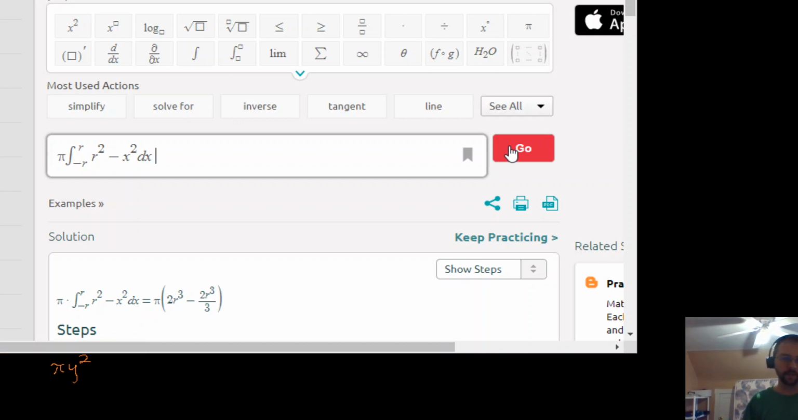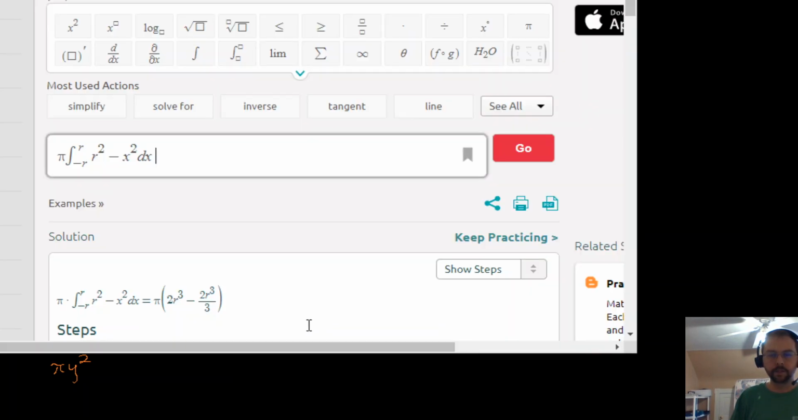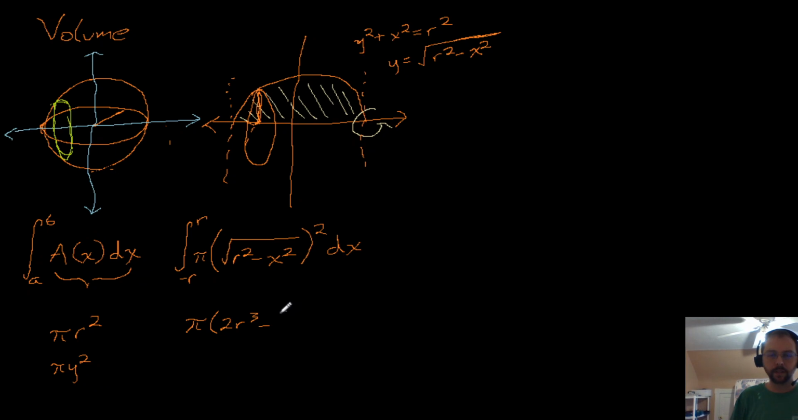That should be correct. We'll have to do a little bit of, so it's got pi times 2r cubed minus 2r cubed over 3. This is 6 over 3. 6 minus 2 is 4, so 4 over 3. We can then insert the pi, and we're left with r cubed.